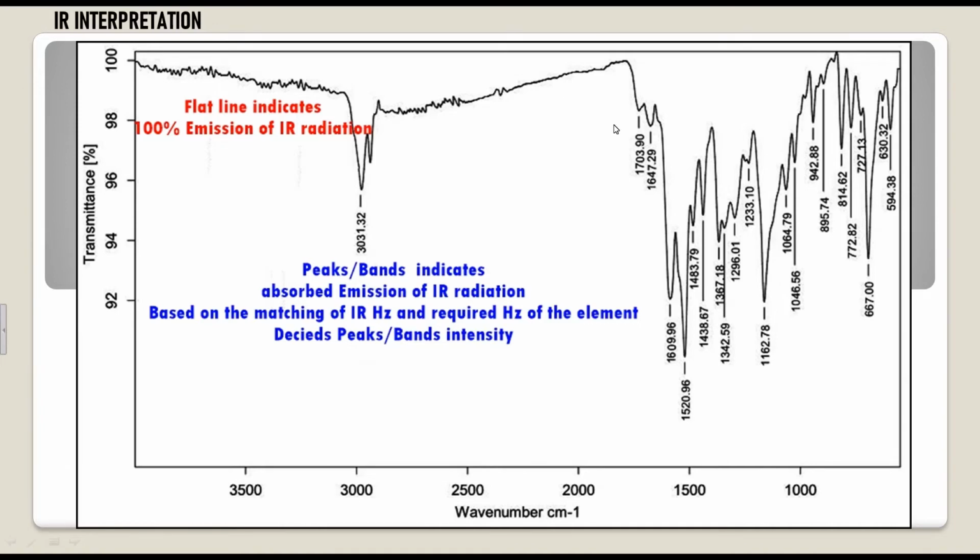Second one, why small? The same thing. When energy matches, there is absorption. If the absorption intensity is low, then you will get a small peak. If the absorption intensity is so high, then you will get a sharp and long peak. This is what the peak indicates in the IR spectrum. Why flat? Why small? Why large?